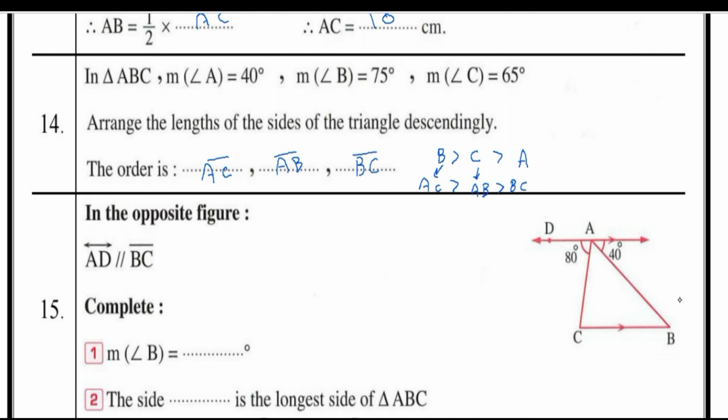In the opposite figure, AD is parallel to BC. Measure of angle B is 40 degrees, alternate angles from the parallel lines. The side is the longest side of triangle ABC. This angle is 40, this is 80, and this will be 80 alternate. 80 plus 40 is 120, so this is 60. The greatest side is opposite the angle 80. 80 is the greatest angle, so the opposite side AB is the greatest side. The side AB.